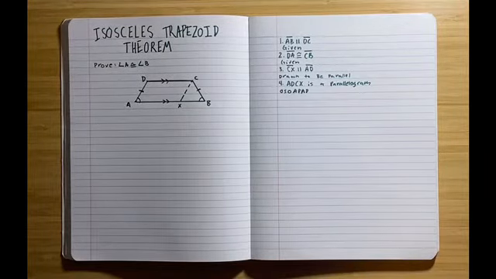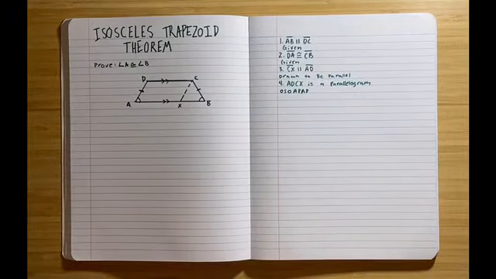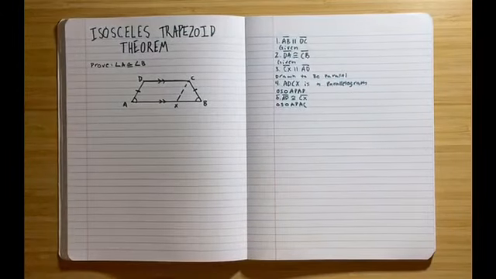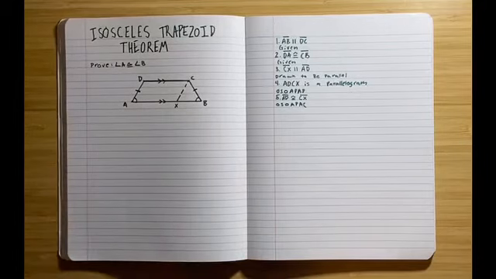This brings us to our next statement, which is that ADCX is a parallelogram. We know this because of the opposite sides of a parallelogram are parallel conjecture. It states that if a quadrilateral has two pairs of parallel sides, it must be a parallelogram. Our next statement is that AD is congruent to CX. We know that this must be true because of the opposite sides of a parallelogram are congruent conjecture.